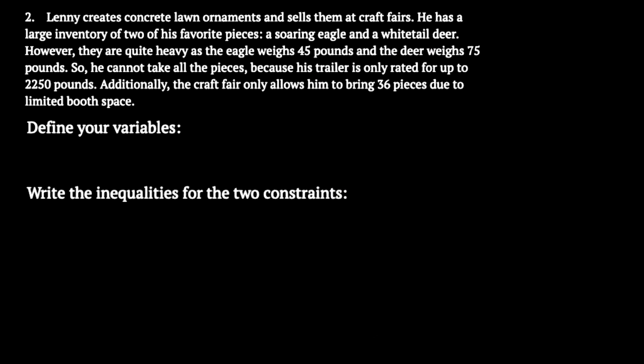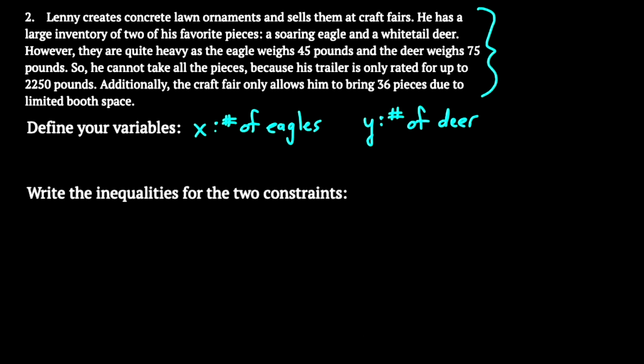So the first thing we need to do is define our variables. There are two things that we don't know, and so I'm just going to call them x and y. For x, we'll say that's the number of eagles, and for y, we'll say that's the number of deer. So we're starting to mathematically model this setup, and the first thing we're doing is taking the unknowns from the problem and turning them into variables that we can solve for.